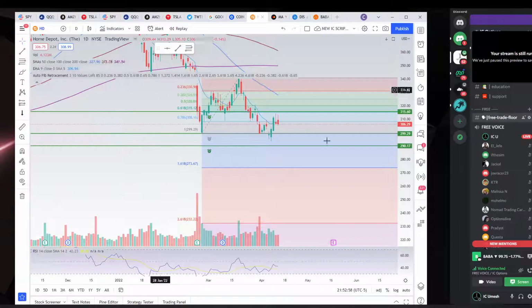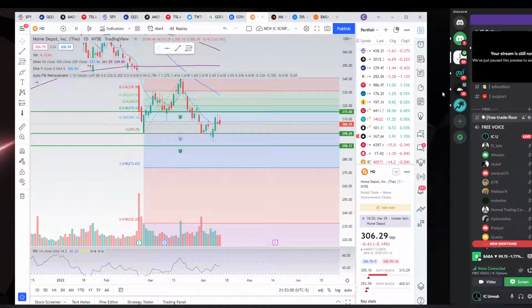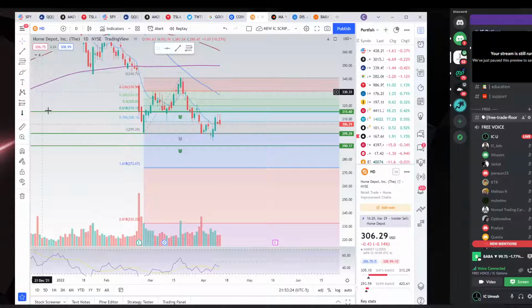Today it did close below. Right now it's at 306.29 and the 9 EMA is at 306.94. So I want to see that hold above. But I think if we can get above this level right here, this fib level above 308 one more time, I think we might see a run up towards 315 again. And there were people buying 320 calls for May, if I'm not wrong. So definitely keeping an eye on this one too.